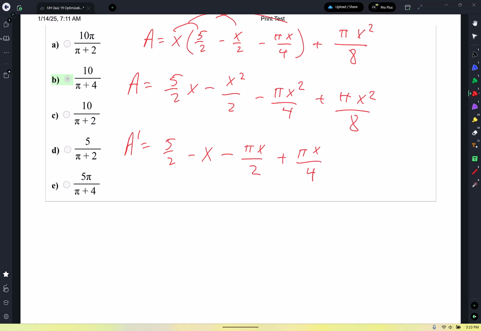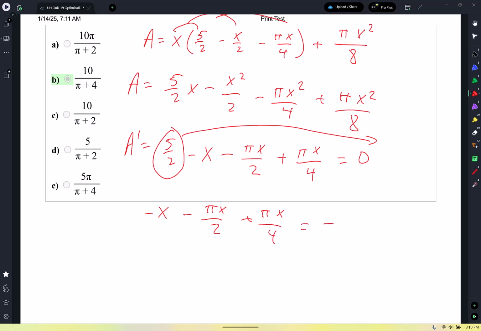I'm going to equal this to what? 0. Let's see. What am I going to do first? I'm going to move the 5/2 to the right because I want all the x's on the left. It doesn't matter because I'm going to change the signs right now. X minus pi x over 2 plus pi x over 4 equals negative 5/2. Yeah, this is all algebra. There was only one piece of calculus. I was just taking the derivative, and everything else is algebra.